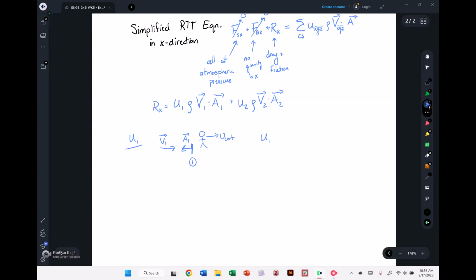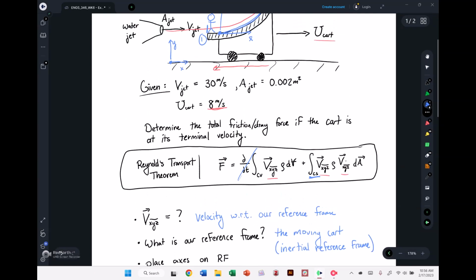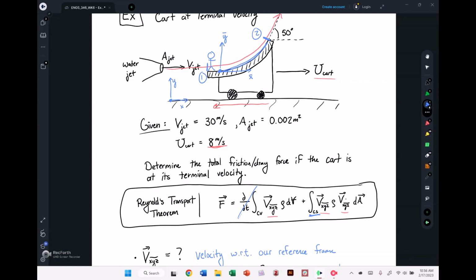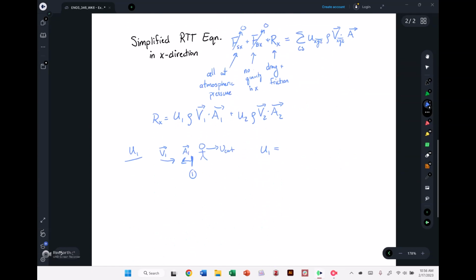So U1 is coming in totally in the x direction, but it looks to us standing on the cart like it's coming in a little bit slower than the 30 meters per second that it's shooting out of the jet. So 30 meters per second here relative to the ground, but we're moving 8 meters per second. So the speed looks like v jet minus u cart. So U1 is coming at us at 22 meters per second.